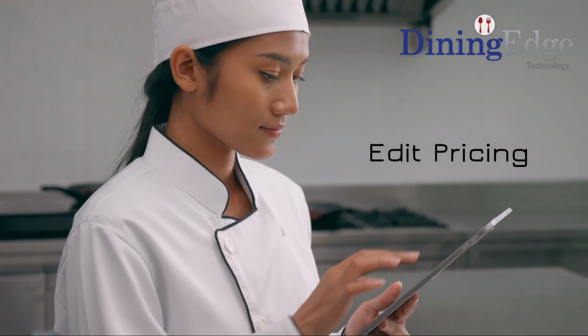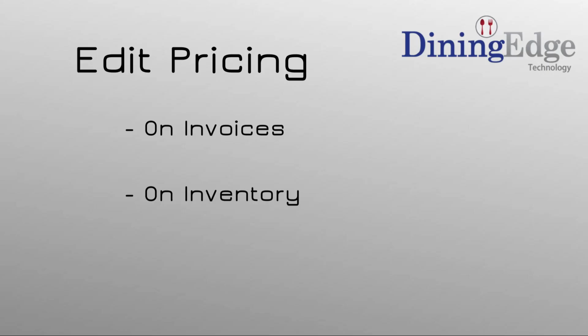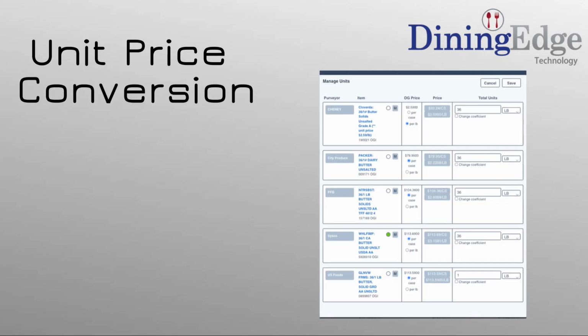Welcome to DiningEdge training on how to edit prices on invoices and how to edit inventory. Inventory pricing is based on last invoice price, and if a product was received wrong, your unit price will be incorrect. Units of measure conversion is the most important part of the software. If this is done wrong, it will affect vendor price comparison, purchases, inventory, and recipes.